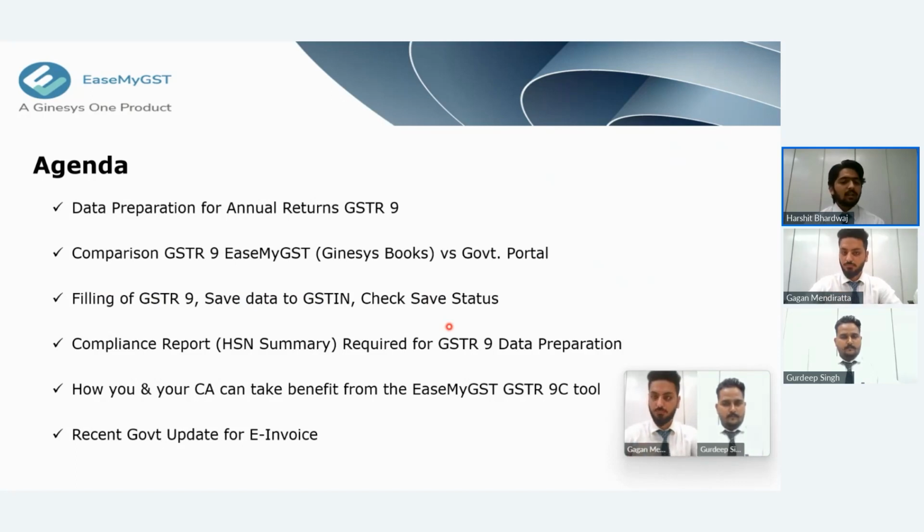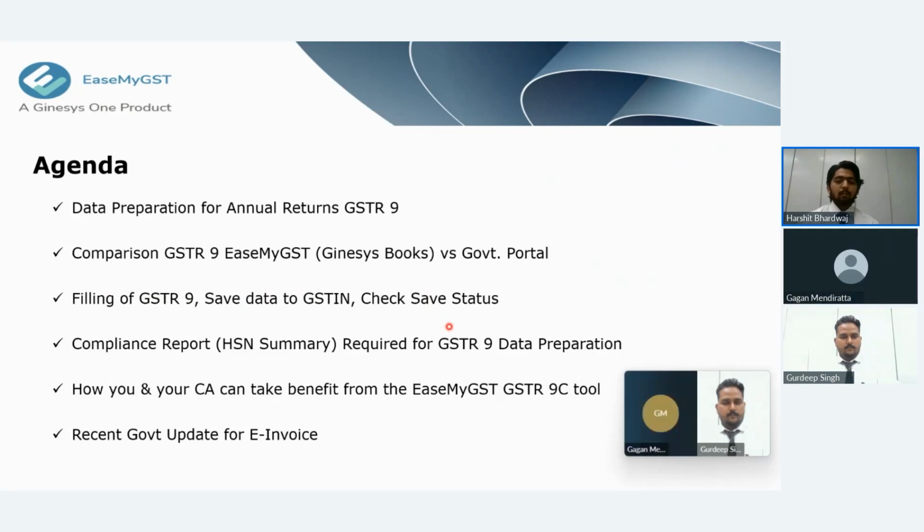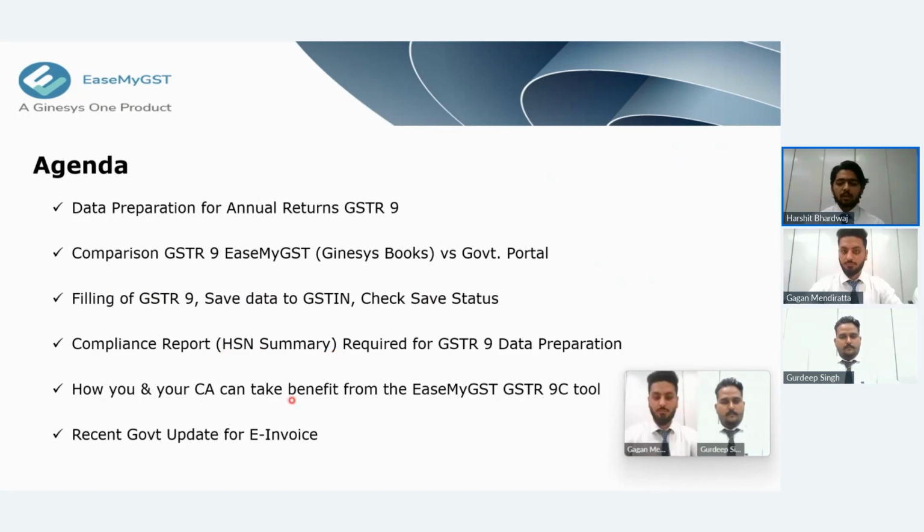Next is the filing of GSTR 9, saving data to GSTIN and checking the save status. After you have filed the GSTR 9, it is mandatory to check the status of the data, so we will show you how to save the data and check the status. Next is the compliance report required for GSTR 9 data preparation, like the HSN summary. We will show you how to check the HSN summary report. Next is how you and your CA can benefit from the EaseMyGST GSTR 9C tool.